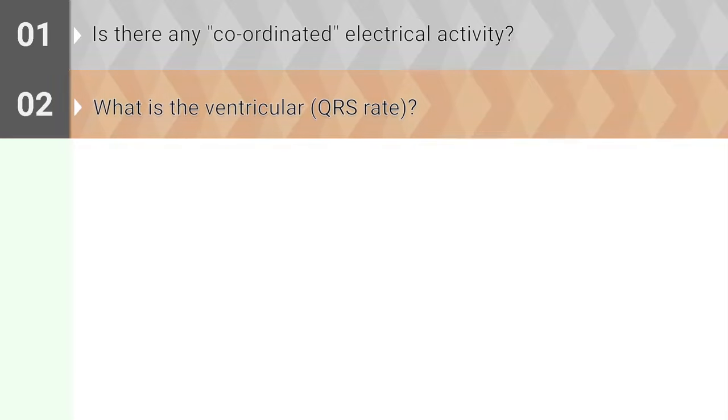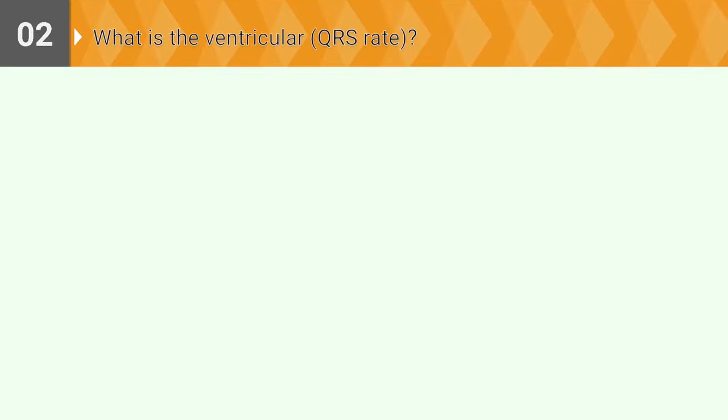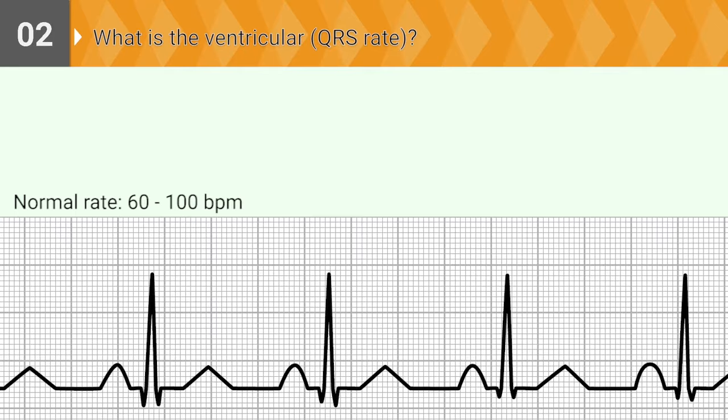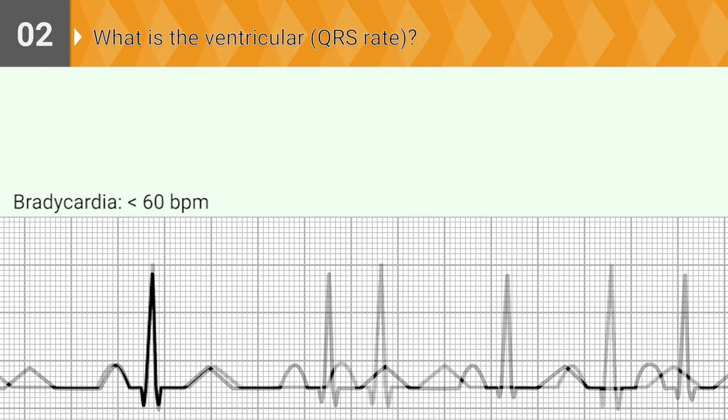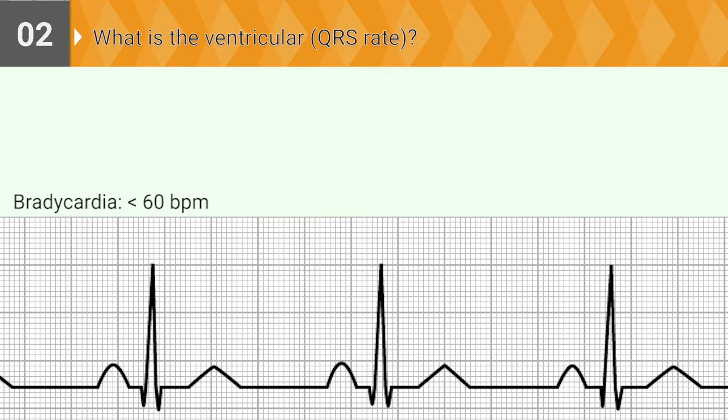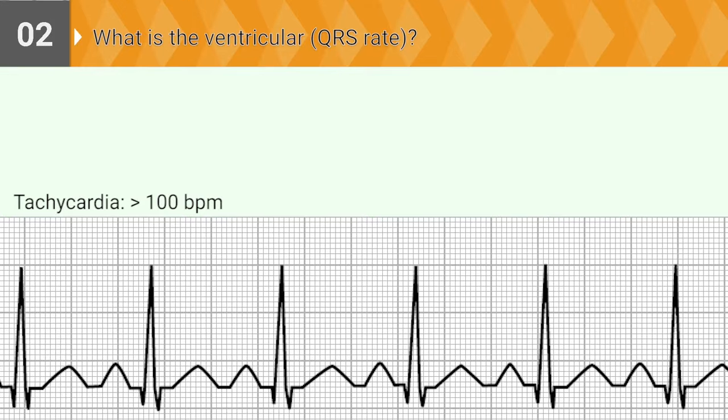The next thing you want to ask is, what is the ventricular rate? This information may appear on your cardiac monitor. If it does not, you may have to print off a strip and calculate the heart rate. The normal ventricular rate should range between 60 and 100 beats per minute. Therefore, anything that is below 60 would be a bradycardia, and anything that is above 100 would be a tachycardia.